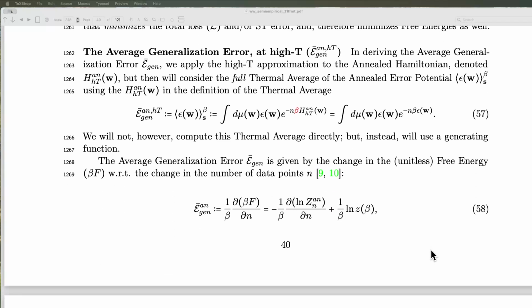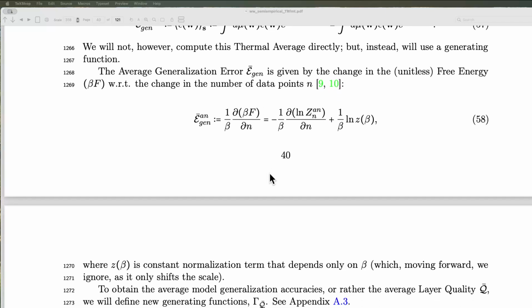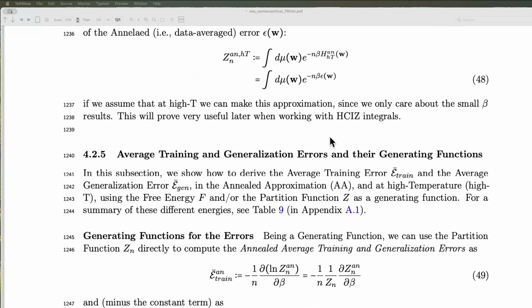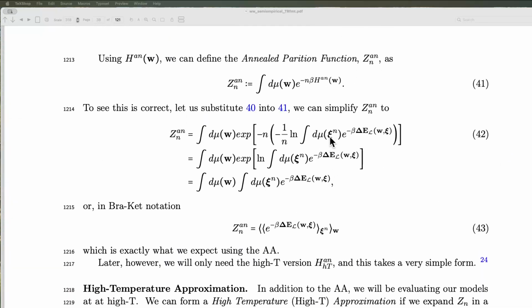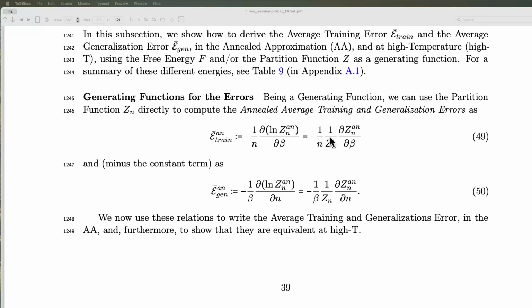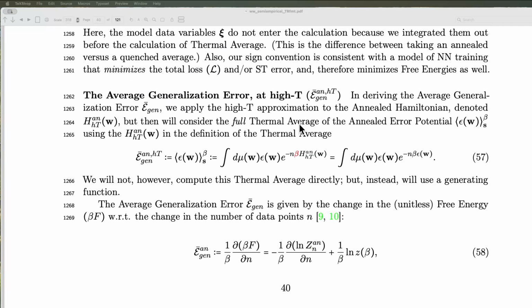So now we go to the average generalization error. Now we'll compute the average generalization error in deriving. And again, all of this is basically the same thing over and over. We're just deriving these equations. Again, 58 is, I think, the same as 50. So again, this might be a little messy. I have to go back and reread this very carefully. 58 is 50.